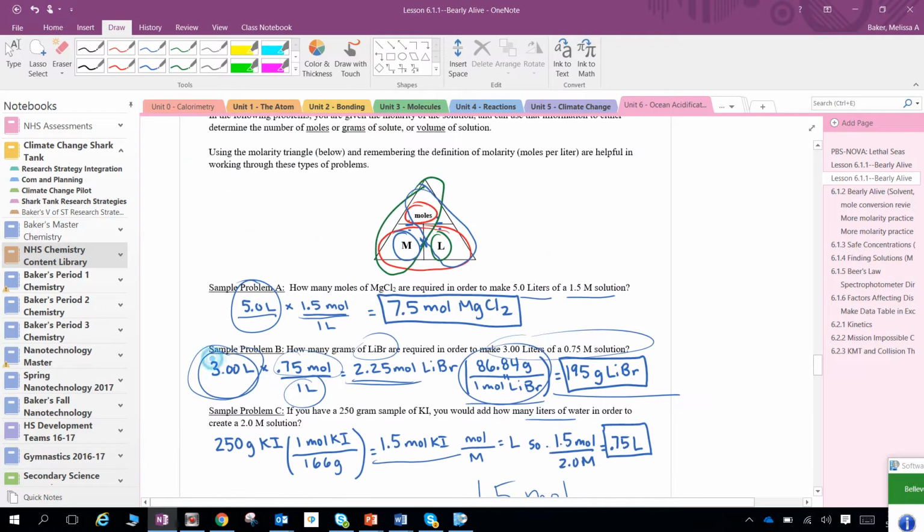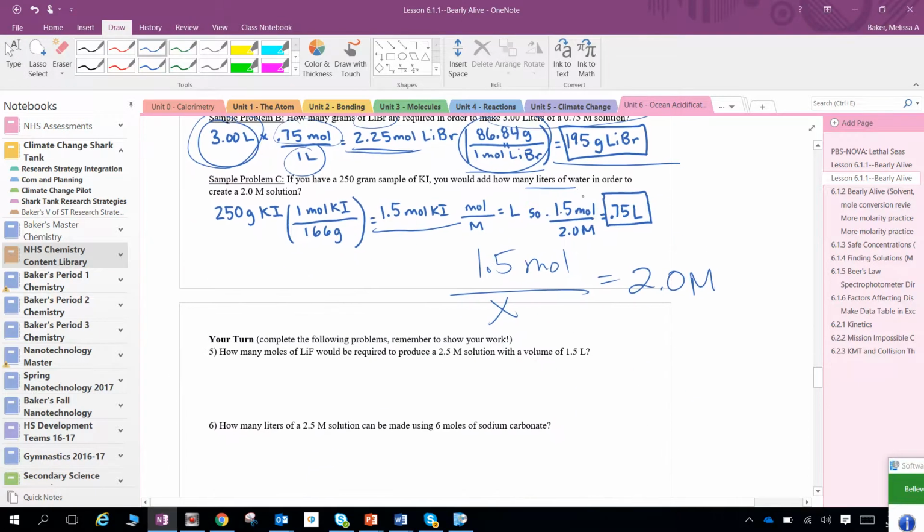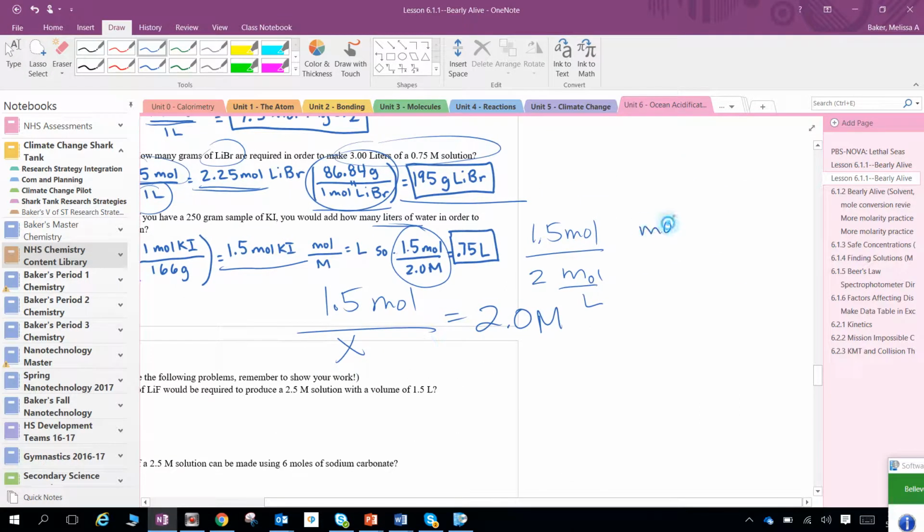Or you can use your molarity triangle. If you want to figure out liters, cover it up, you've got to do moles divided by molarity. So that's exactly what we did here. Moles divided by the molarity that you want, because you can see your units will cancel out. 1.5 moles divided by 2 moles per liter. The trick is these flip, so it's the same thing as multiplying by liters over moles when you move that bottom part up to the top. So then you ultimately get liters.